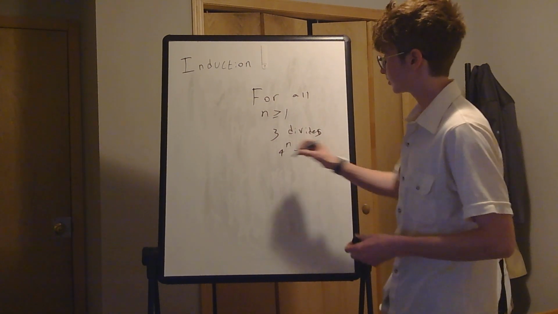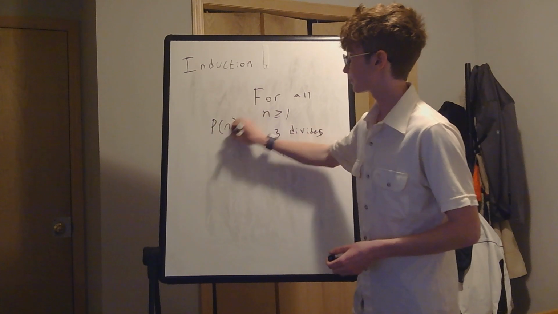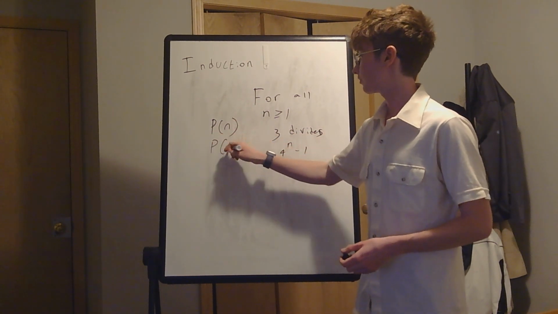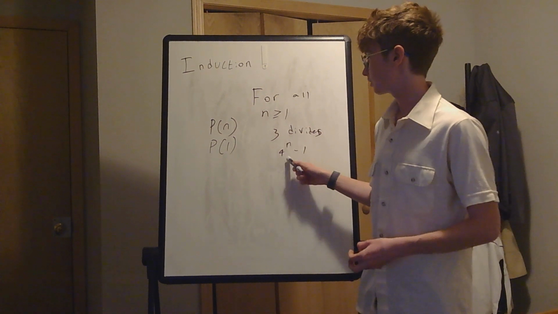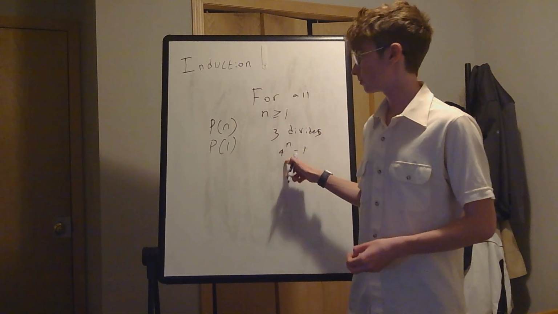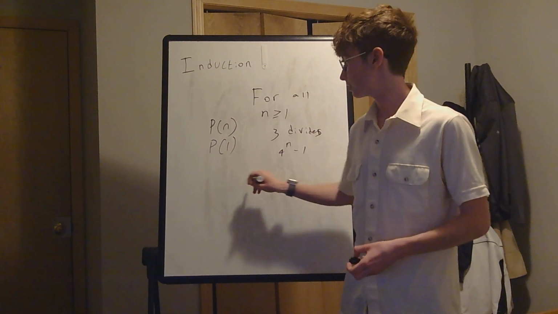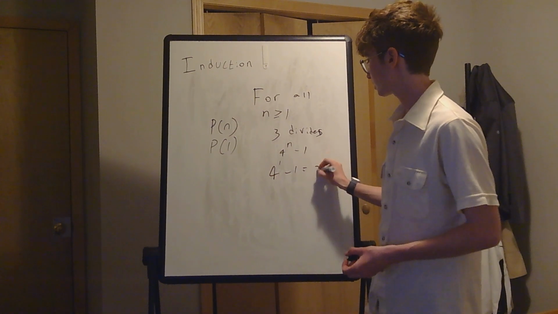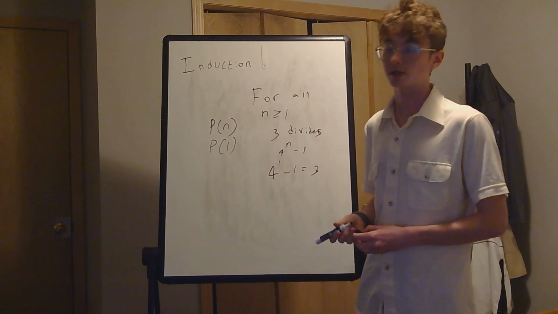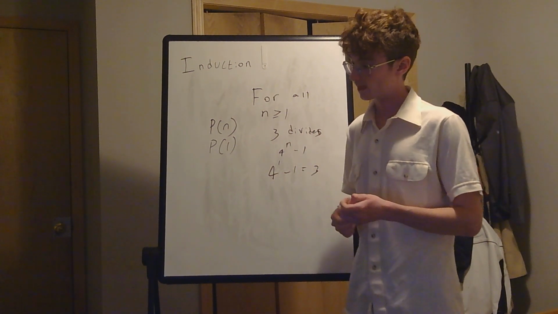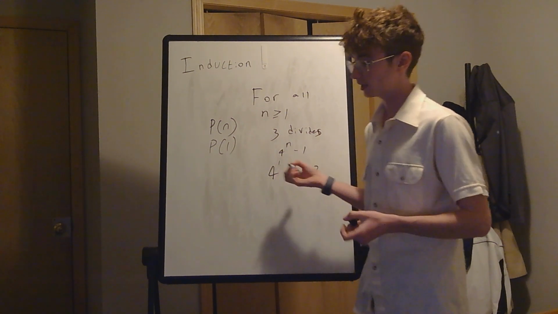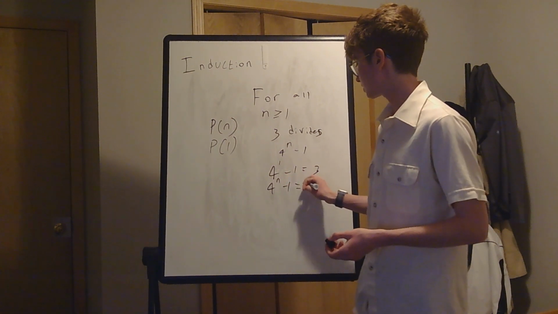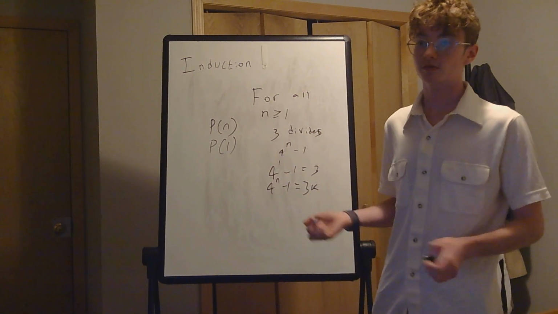So we want to show P(n). The lowest element would be P(1). We show that P(1) in this equation would be 4^1 - 1, which equals 3, which is divisible by 3. Now we know that the base case is true, so then we assume that for some k, 4^n - 1 equals 3k, for some element k.